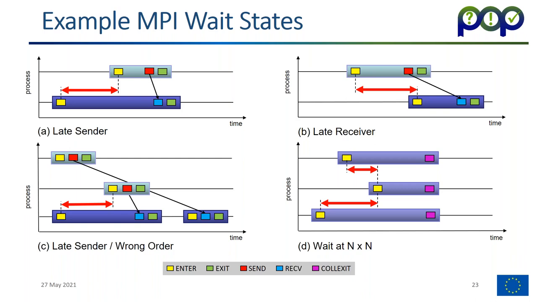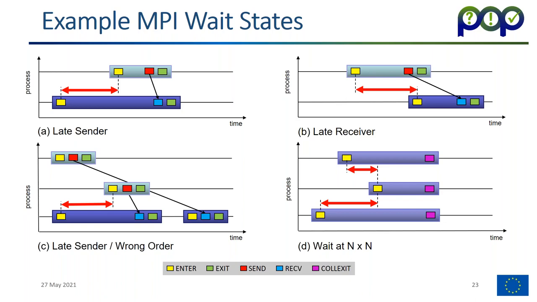So by defining more and more complicated patterns, we cannot only say, oh, this is a late sender problem, but we can also say, oh, this is a late sender because you looked for the wrong message first, and so on. And this allows us to look for more and more detailed problems. And then, of course, there's a similar set for OpenMP and other programming paradigms.